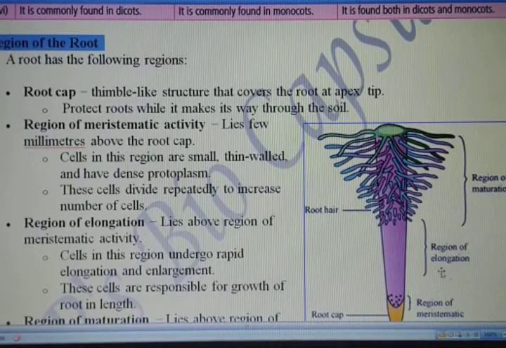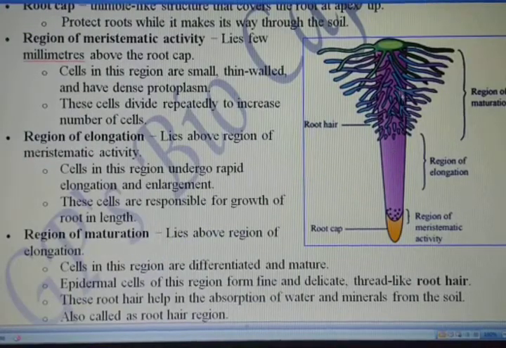And this region is responsible for the growth of the root lengthwise. When the part of the root has already elongated and become permanent, at that time what happens? Root hairs start developing. As a result, the root hairs help the plant in the absorption of water and mineral salt.